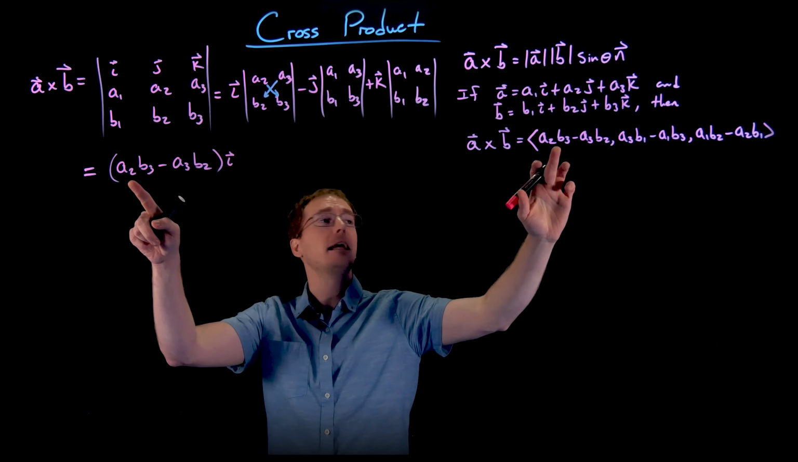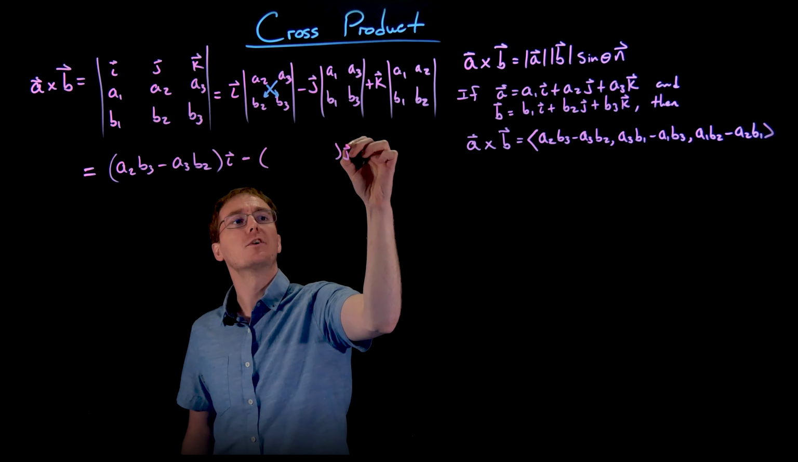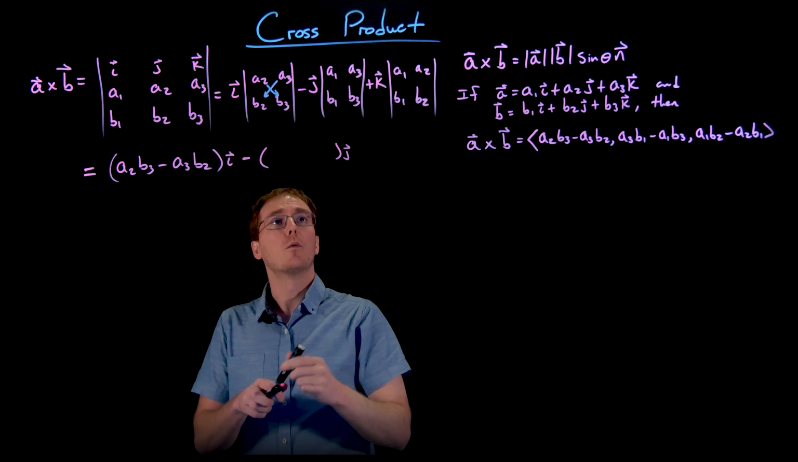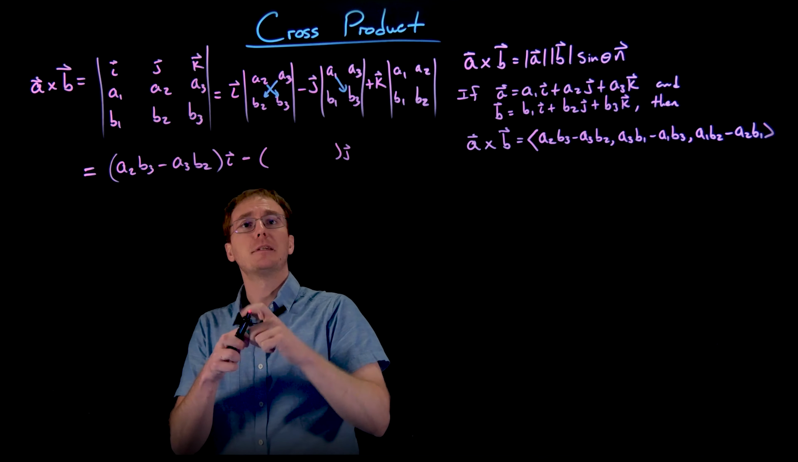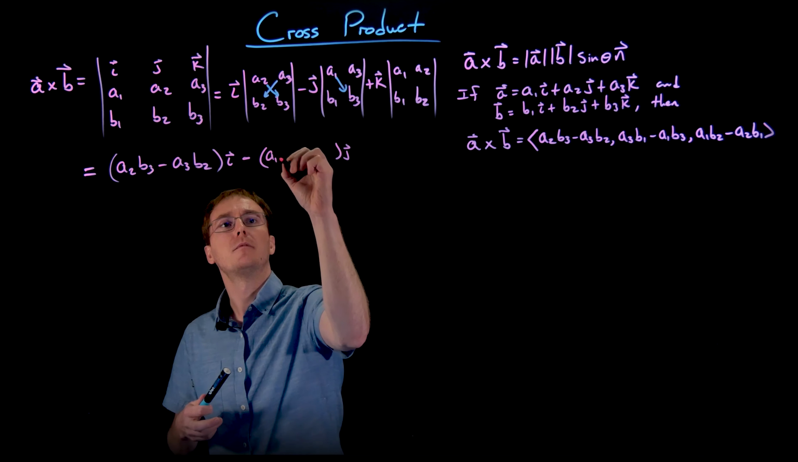All right, so up next we have to combine this with negative j times the output of this order 2 determinant. And so, well, what does the right diagonal give us? That's going to be a1 times b3. And then we have to subtract away from that our left diagonal, which is a3 times b1.